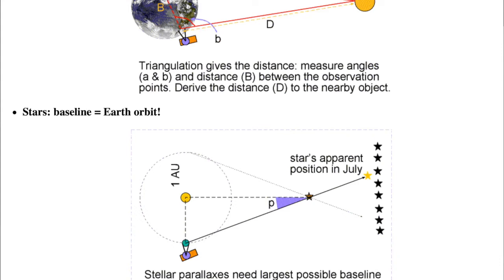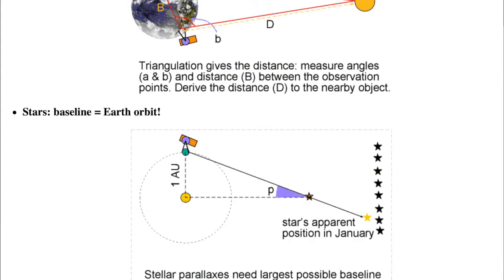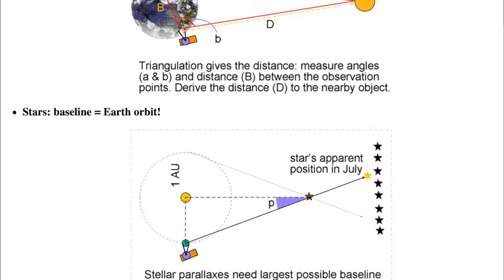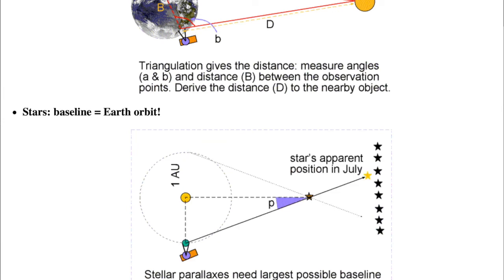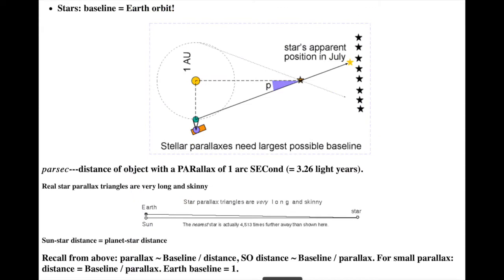A picture of a nearby star is taken against the background of stars from opposite sides of the Earth's orbit, 6 months apart. In the trig parallax formula we'll be using, the parallax angle P is 1/2 of the total angular shift. At the bottom, you see where the first vocabulary word comes from. A parsec is the distance of an object that has a parallax of 1 arc second, which turns out to be a little over 3 light years. So a parsec is like the distance unit of a yard, and a light year is like the distance unit of a foot.